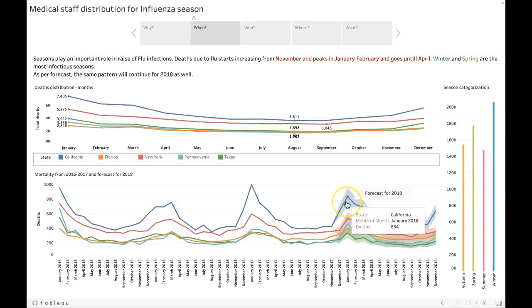We have created a forecast for 2018 which also shows similar trends and expects 2018 will also have a peak season from November to April, and then stabilizes a little bit before it peaks again from November of 2018. If we consider the seasons, winter has the highest number of death counts, followed by spring, autumn, and summer.